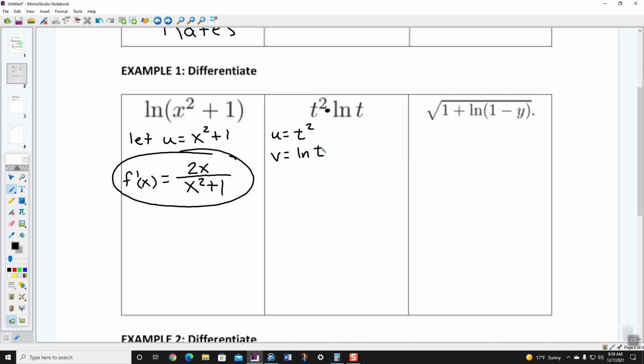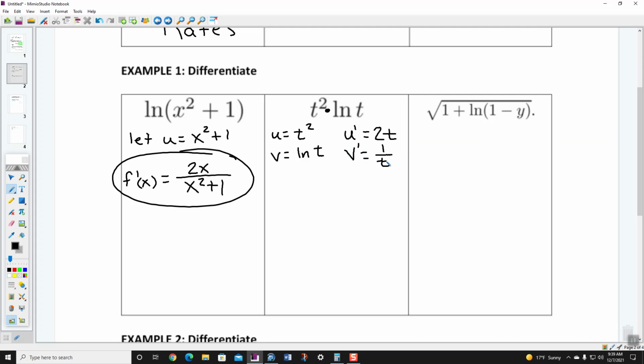Okay. Have I relieved any anxiety to this point? I see a lot of head shaking. No, oh my God, I'm failing at my job. How about u prime? 2t. How about v prime? You know this one. 1 over t. My friends, do I have the pieces of the puzzle right there? Can we put the puzzle together now by product rule?